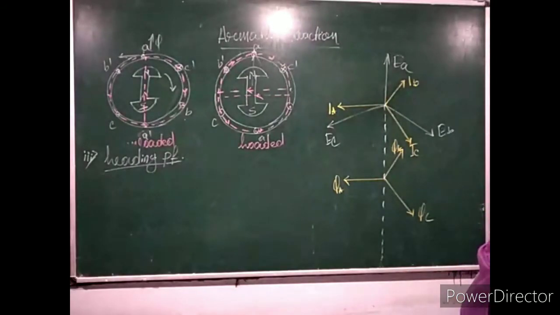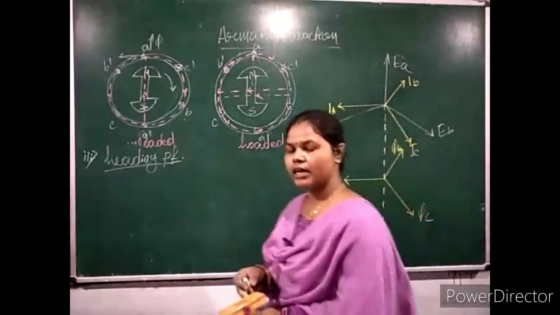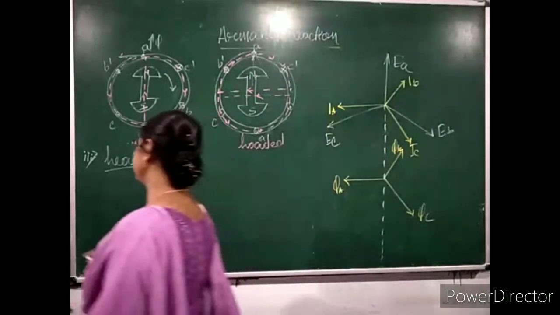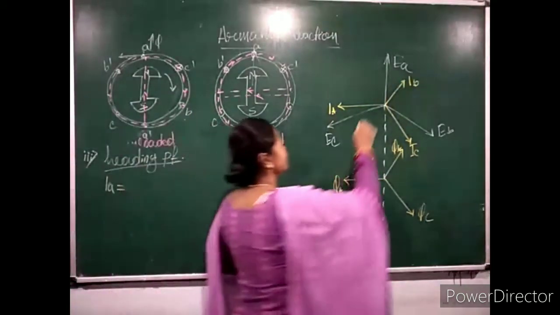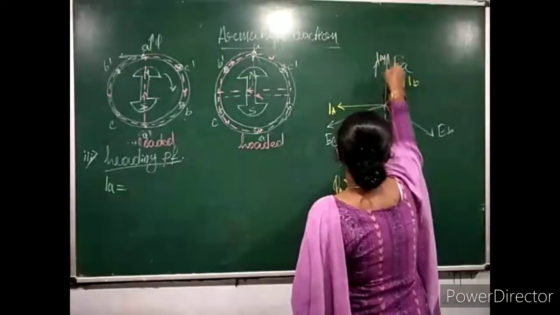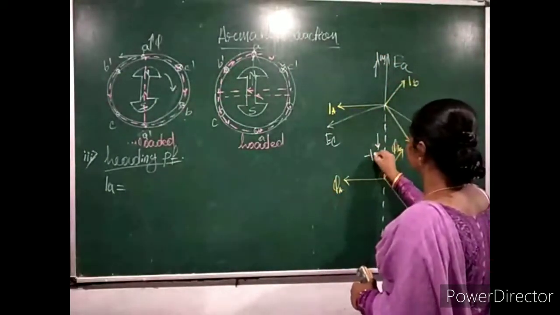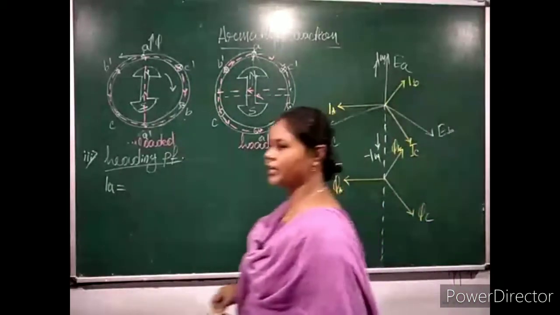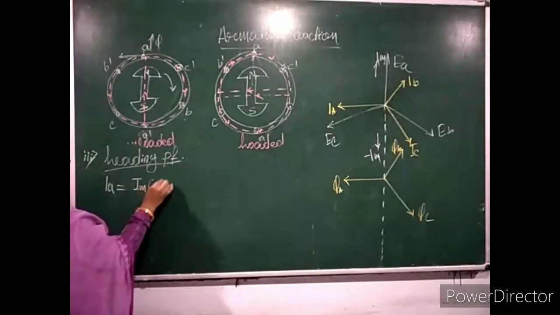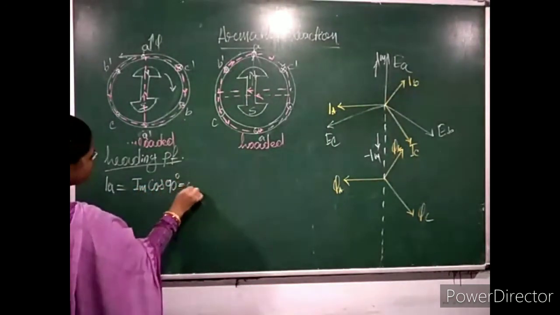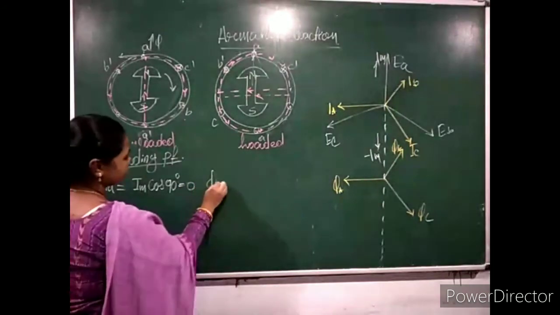Now you get the value of currents for getting the resultant armature flux, because due to the armature current, flux is produced. So IA is, this is the direction of maximum current, positive, and this one is the negative. So the vertical component of IA is Im cos 90 degree, which is 0. So flux phi A is also 0.